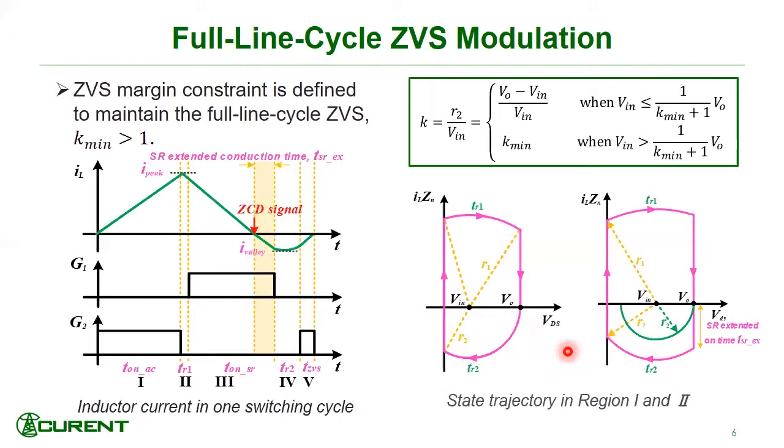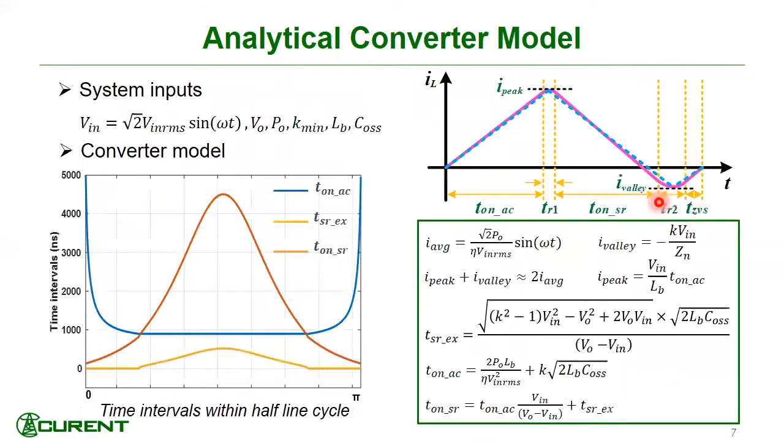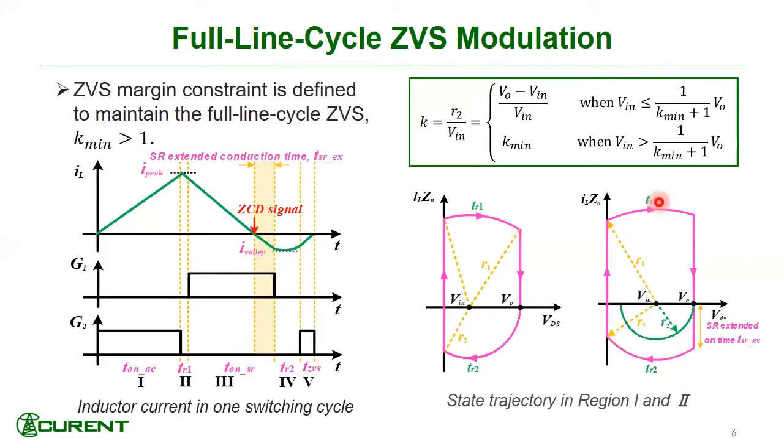In order to achieve soft switching with a margin, in our design, we defined a ZVS margin constraint. As can be seen in this state trajectory, as long as the radius R2 is larger than the input voltage, soft switching is achieved. So in our design, we defined the coefficient K as the ratio of R2 over Vin. In the first region, K is always larger than 1, so ZVS is ensured naturally. And in the second region, we purposely limit K to a minimum value, which is slightly larger than 1. In this case, not only can soft switching be ensured, but the conduction loss and current ripple are also limited.